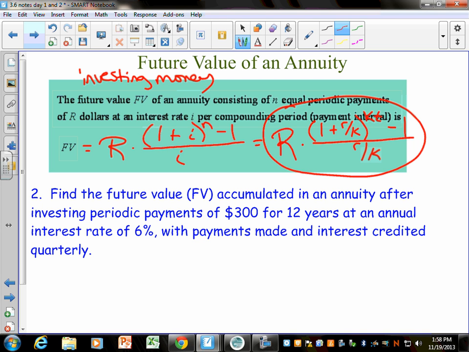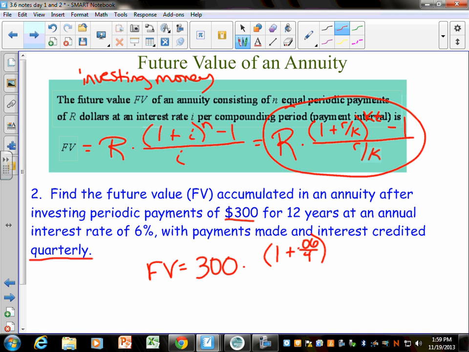So you have to know what to plug in here, and then you have to be able to plug it in your calculator. So R is the payment that you give each month. So the future value would be 300 times, and I always save that 300 till the end when I'm typing in my calculator. 1 plus R, which is 0.06, divided by K, which would be what in this problem? Quarterly is when it's happening. So 4, to the quarterly times the number of years.